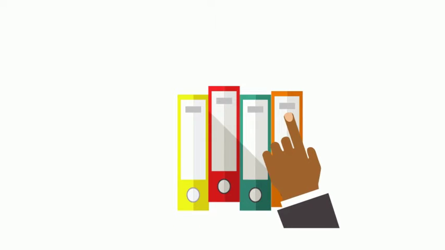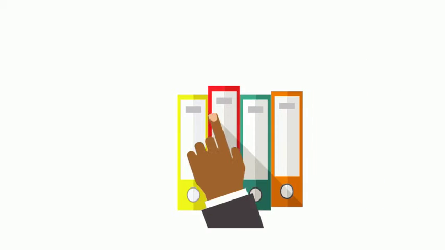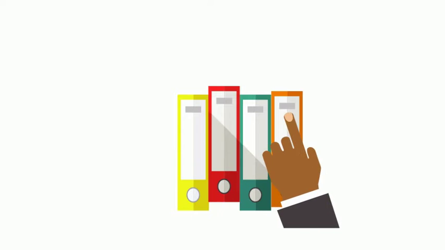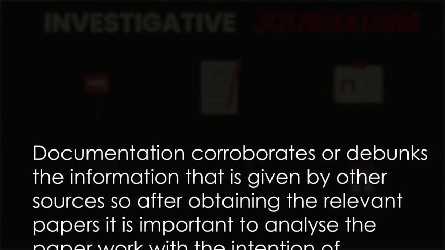The first step is to identify the topic you want to investigate. The next step is research. This is a key part to establish your story. What you need to get are documents or a paper trail. This will provide you with background, context, and detailed information on the matter. This can also work as proof or evidence, which will help you build a solid base for the article. Documentation corroborates or debunks the information that is given by other sources.